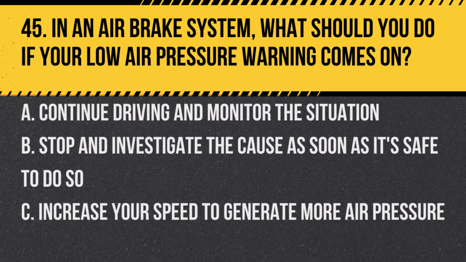Question 45. In an air brake system, what should you do if your low air pressure warning comes on? A. Continue driving and monitor the situation. B. Stop and investigate the cause as soon as it's safe to do so. C. Increase your speed to generate more air pressure. Answer: B. Stop and investigate the cause as soon as it's safe to do so. If the low air pressure warning comes on, it means the air pressure in the tanks has dropped below safe levels, and you should stop to address the issue.